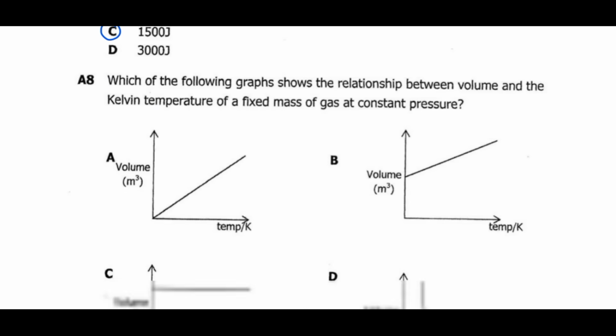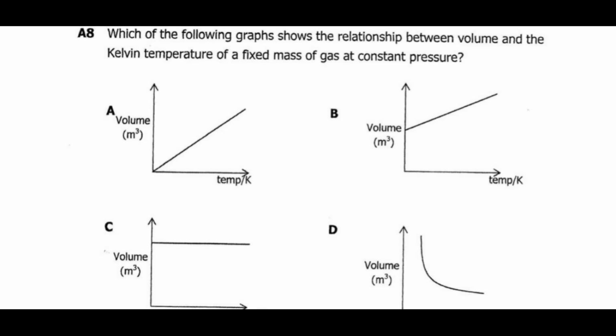Okay, now we move on to question 8. Which of the following graphs shows the relationship between volume and the Kelvin temperature of a fixed mass of a gas at constant pressure? Here, this is Charles' law. Under Charles' law, we know that the pressure remains constant. What happens if we increase the temperature? Does the increase in temperature help the volume to decrease or to increase?